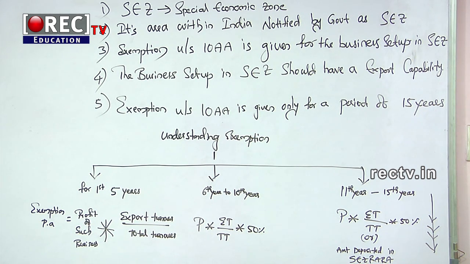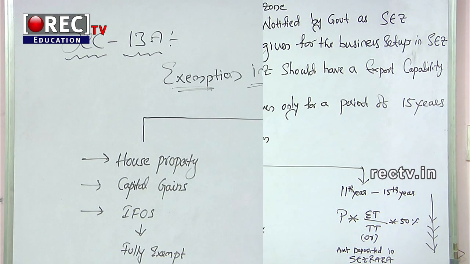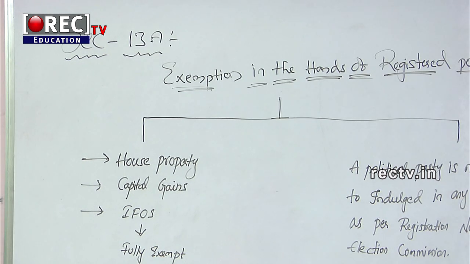The export refers to that amount of foreign currency which is brought to India within the end of the financial year, B, within 6 months from the end of the financial year, C, within such period as permitted by RBI. So friends, these are the conditions for claiming section 10AA exemption. Now let us see section 13A.